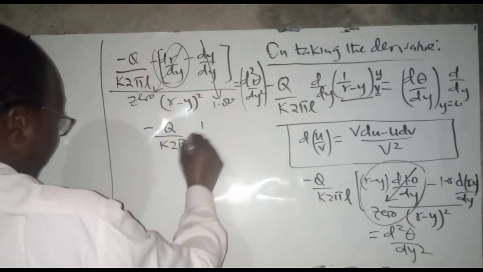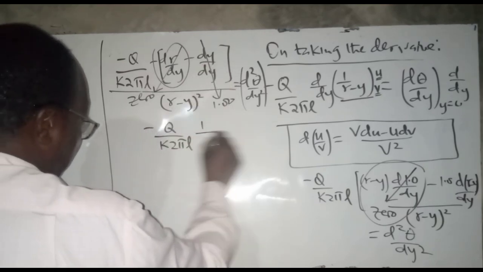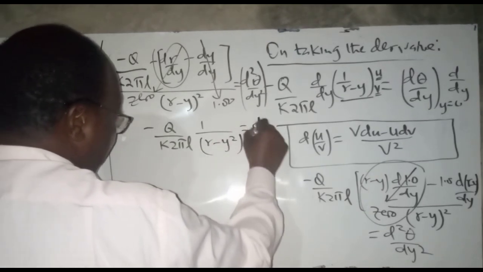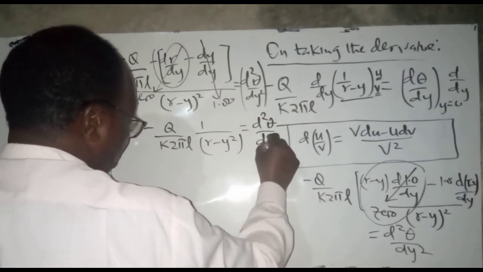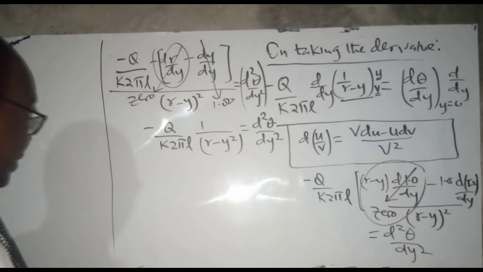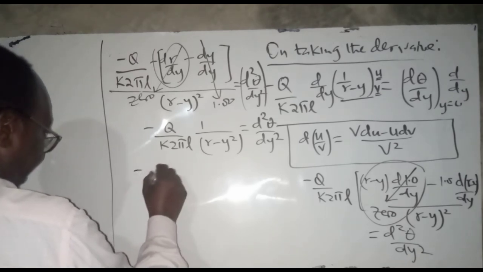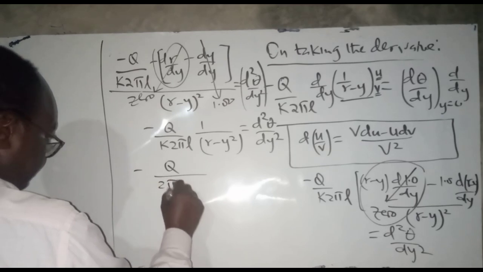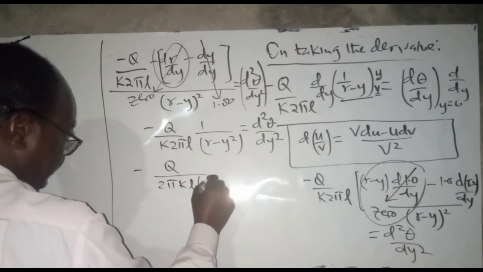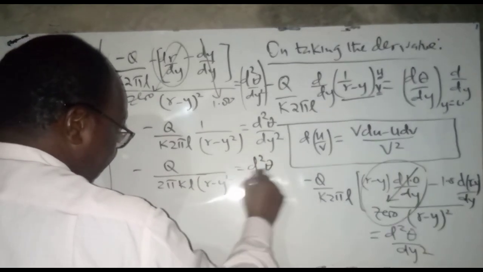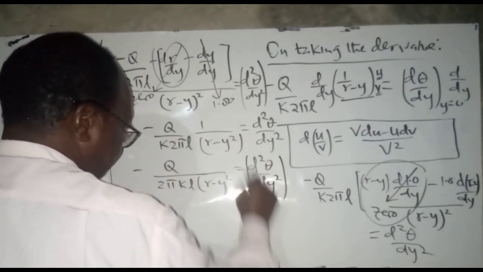We have 1 over (r minus y) squared is equal to d2 theta dy squared. Pretty straightforward in this particular case. And so if we continue further with the rearrangement, it is q over 2 pi kL times (r minus y) squared is equal to d2 theta dy squared.